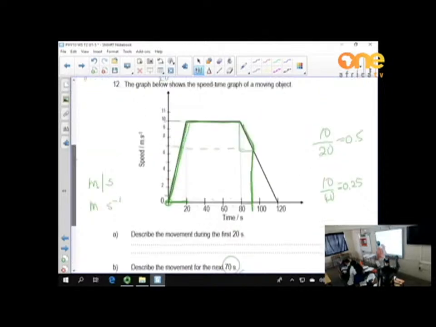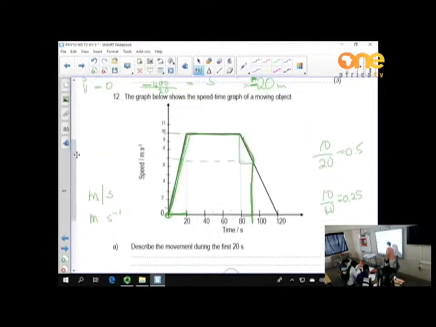How do we get distance? We need to work out the area under the graph. So how do we get the area? This one has nicely been divided up into rectangles and triangles. So that would be half base times height. That would be length times breadth. And that would be half base times height.